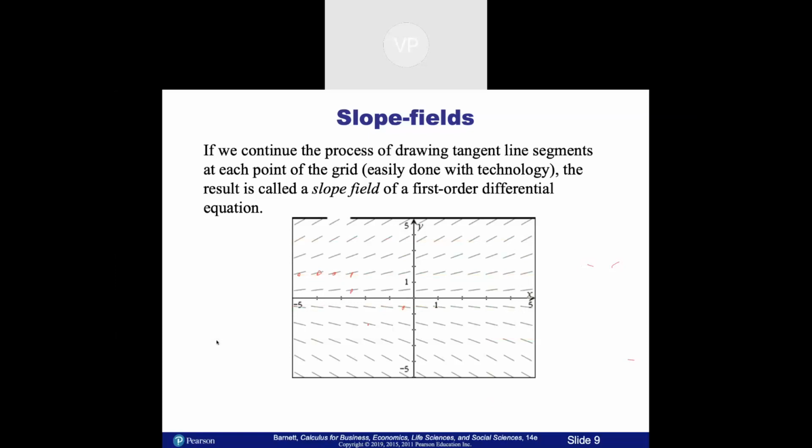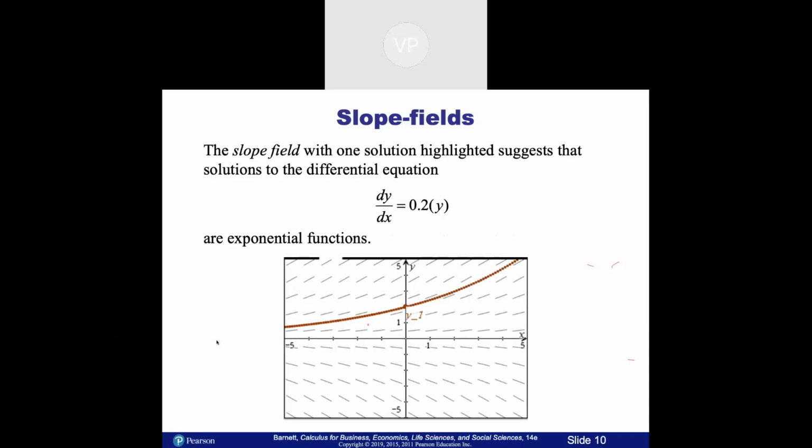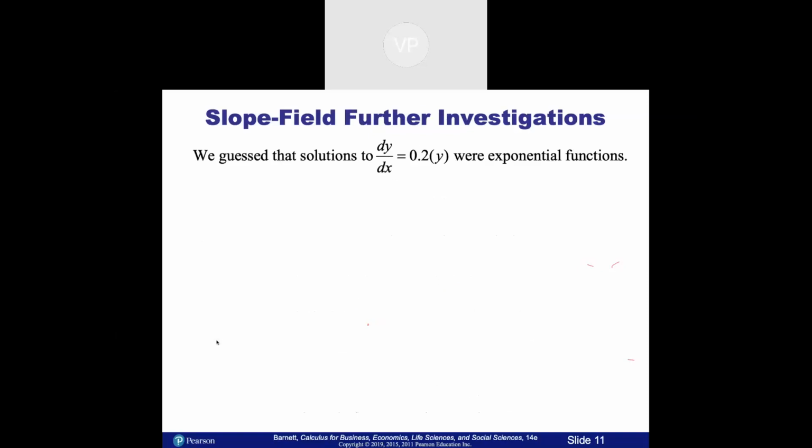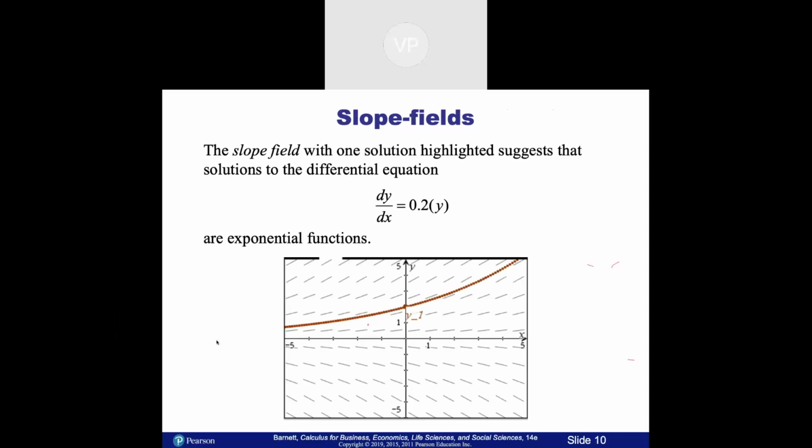So you just have to get a few, and you're trying to gauge the pattern of what's happening. What's going on as you find more and more slopes of the tangent lines, plugging into the derivative all these different points. So there's an example of a function that may fit, and they're asking you, okay, they say we guess the solutions were exponential functions.